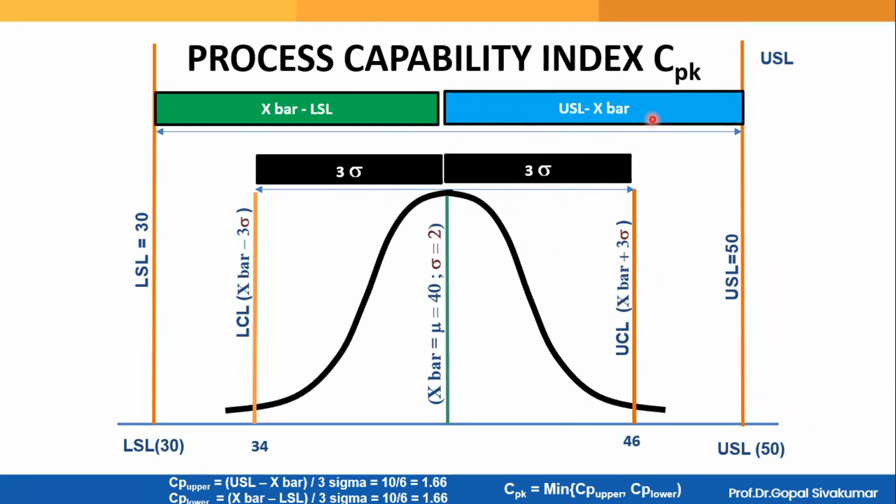Now the blue color bar length can be calculated by finding the difference between USL and the process center, X bar. Can you see USL minus X bar? Half of the specification width, which is USL minus X bar, divided by 3 sigma. This ratio is CP upper. Can you see the formula here? Similarly, the green color bar divided by 3 sigma is CP lower. If the process is centered properly, both ratios will be equal. In that case, no confusion: CP will be equal to CPK.